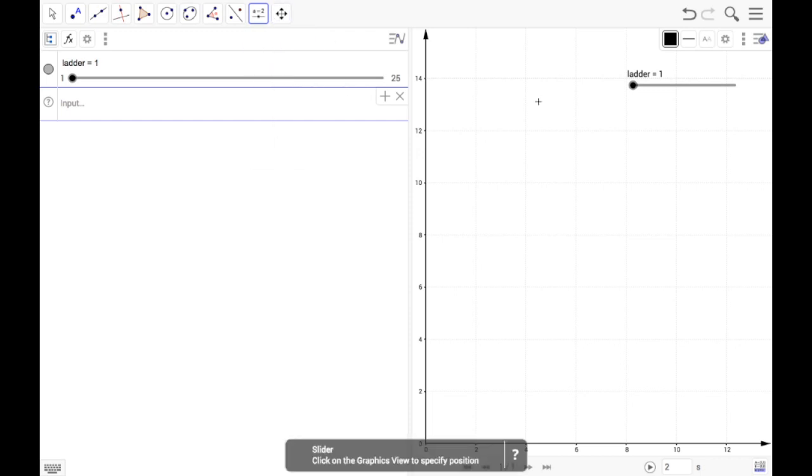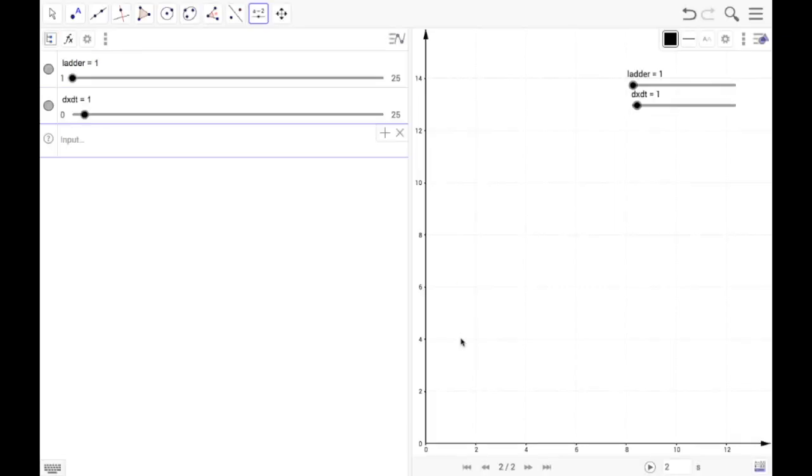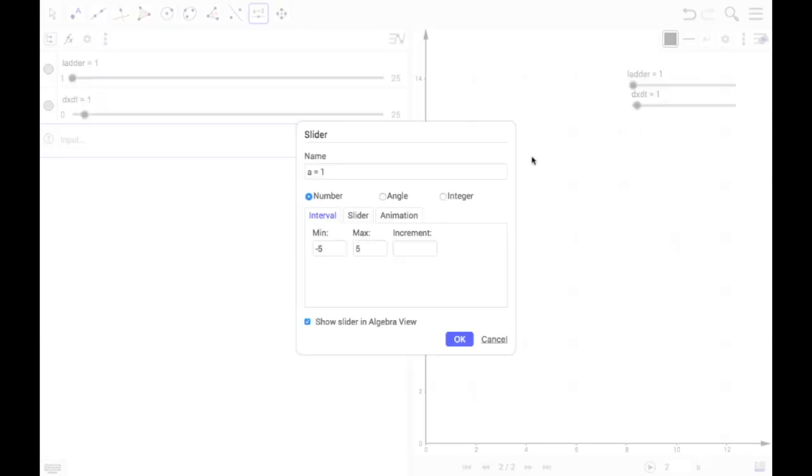I'm going to create another slider tool. And this slider tool I'm going to actually call dx/dt, because it's going to allow us to dynamically change the rate at which the bottom of the ladder is sliding away. So we'll give it a minimum value of 0, and again a maximum value we'll say of 25, and again I'll increment that in tenths. And then for our last slider, this slider here is going to be for the time. We'll label it time.